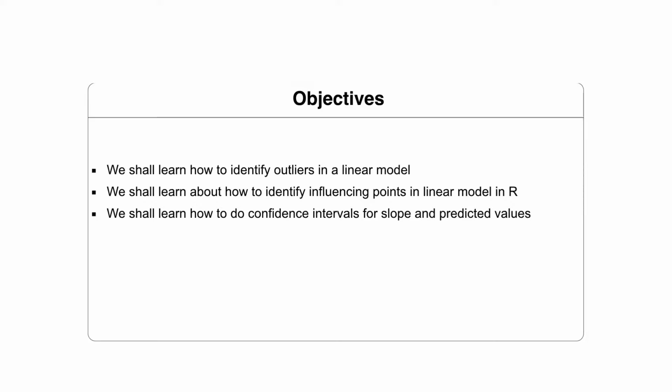As I have already discussed, not everything is an outlier, and not every outlier is an influencer, but there are some that are. So we need to understand what the influencing points in a linear model are. And we shall also learn how we can build confidence intervals for slopes, predicted values, beta coefficients, etc.